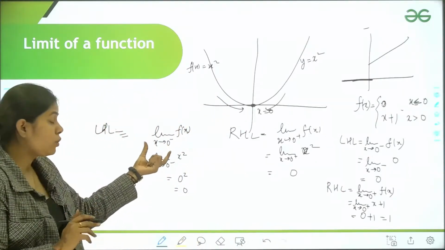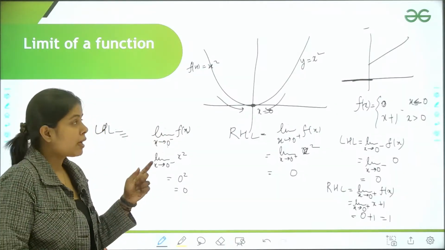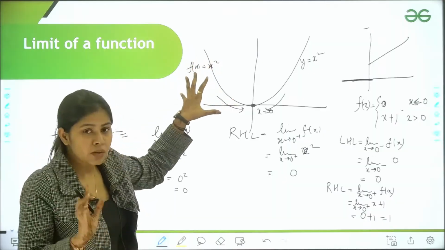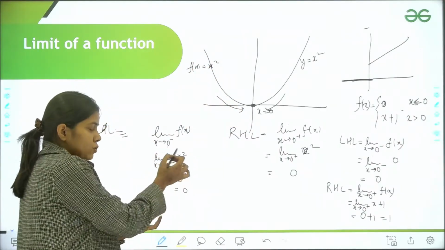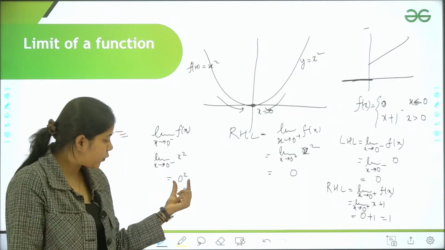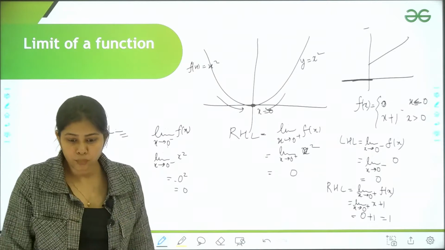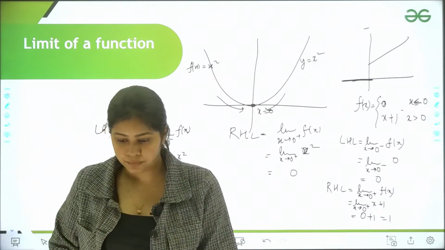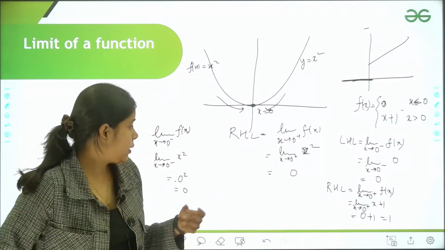So to represent left hand limit, I write limit x tending to 0 negative f(x), and I have seen that the function is equal to x square on the left hand side. So I have written limit x tending to 0 negative x square, and then I put the value 0 here. I got the limit 0, right? I just have to put the value simply. Rajiv, yeah, we are going to complete it surely, right?